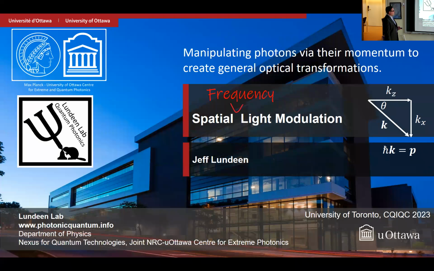And so the focus of this talk, or the loose thread that's going to go through this whole talk, is that I'm going to focus on trying to manipulate photons via their transverse momentum. And in particular, we're going to try and create general optical transformations. And I'll also tell you what those are, and go into more detail about that.